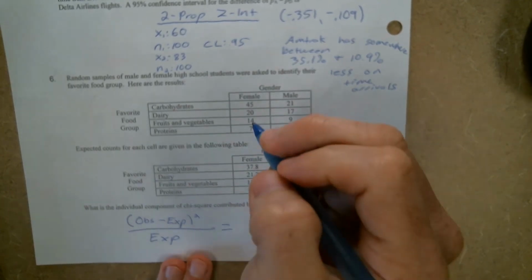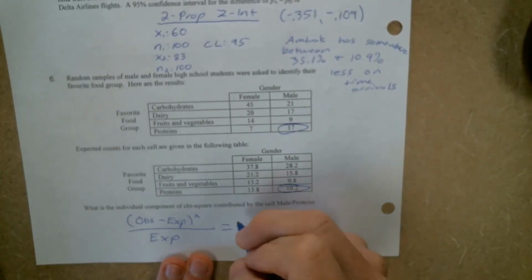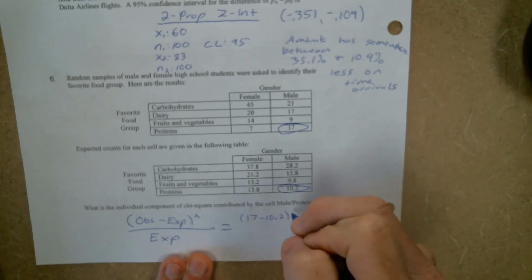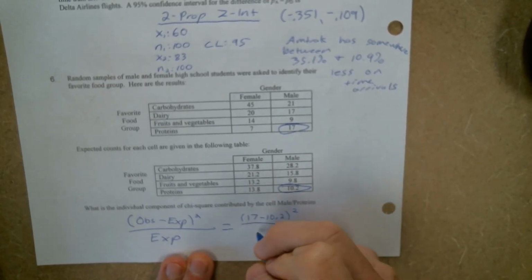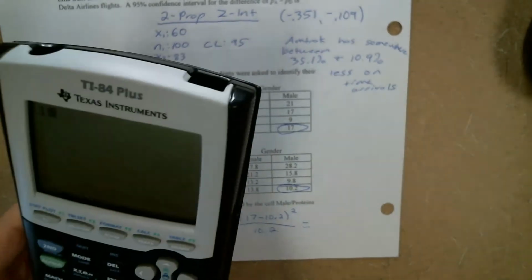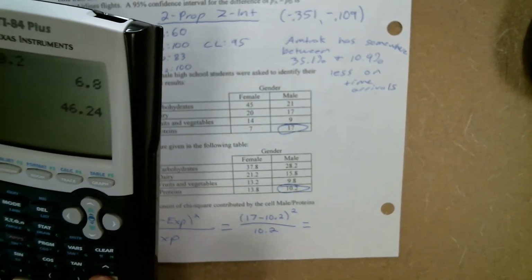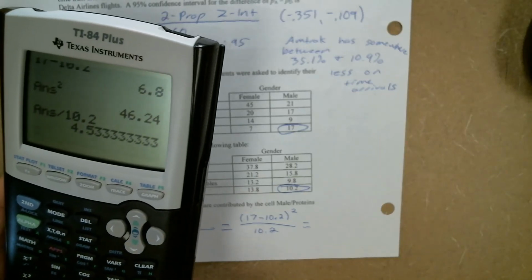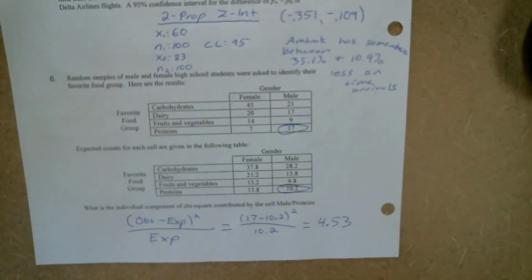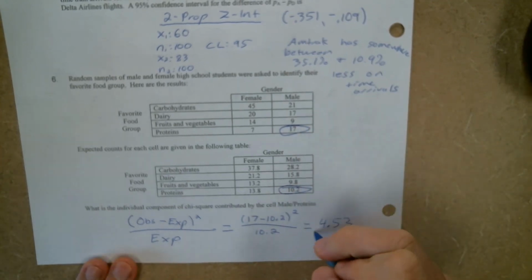So let's see, we're doing male proteins. So that would be this one right here and this one right here. So we observed a 17. We were expecting a 10.2. We're going to square that, and then we're going to divide it by 10.2 because that was our expected value. When we do that, 17 minus 10.2, square that, divide by our expected, we end up with 4.53. So that would be the individual component of our chi-squared statistic contributed by males and protein.